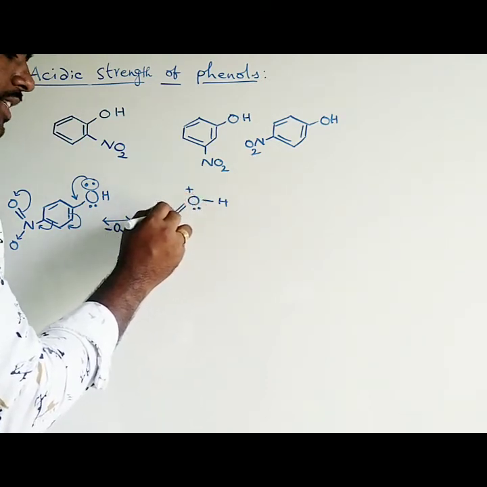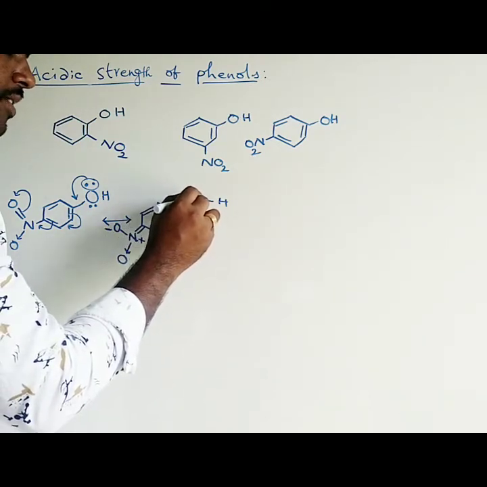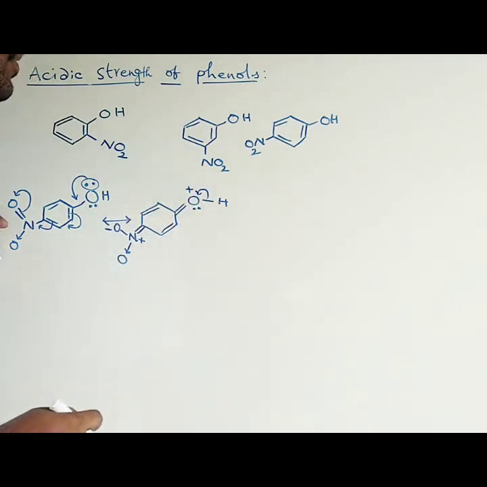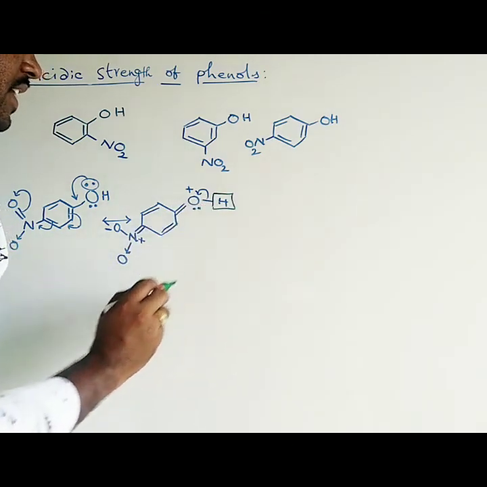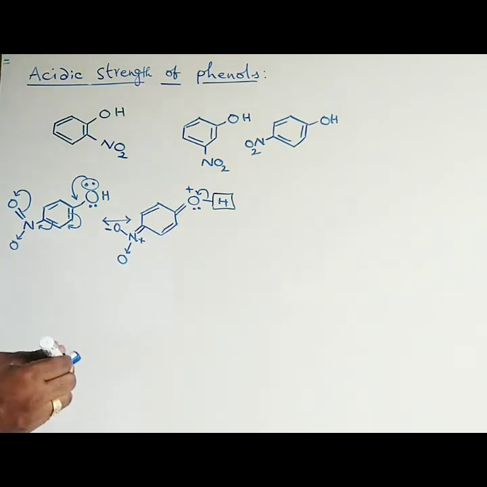And now the oxygen is experiencing electron deficiency, which may be rectified by pulling the OH sigma bonded electron pairs towards oxygen, and that will increase the acidic strength. So as a result, this hydrogen may be released easily as H plus ion. So the presence of NO2 group is making phenol even more acidic. So again, the relative position of NO2 group matters.